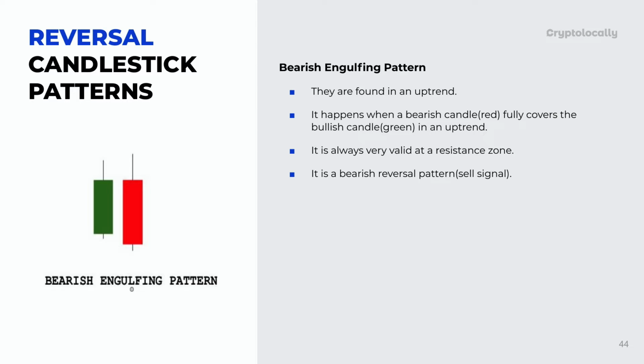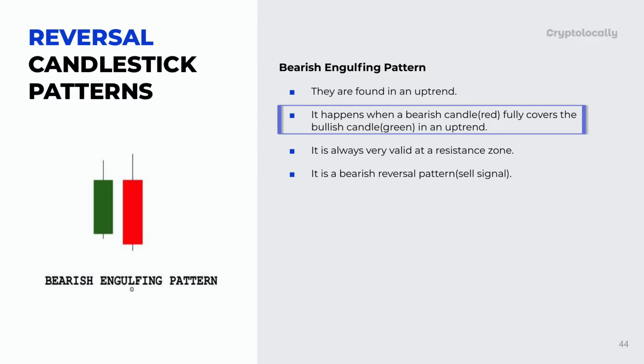This is a direct opposite of the bullish engulfing pattern. When the red candle is bigger than the green candle, remember we are talking about the body, not just the wicks. The wick does not matter. The body matters a lot. The red candle body is bigger than the green candle body. So for a bearish engulfing pattern, you want to be looking for them in an uptrend. They are found in an uptrend.